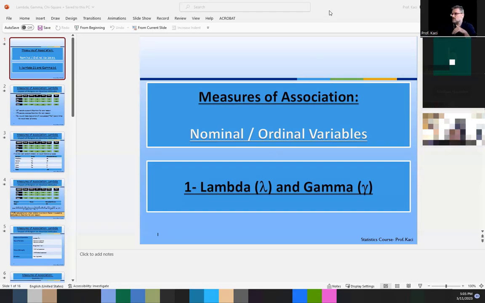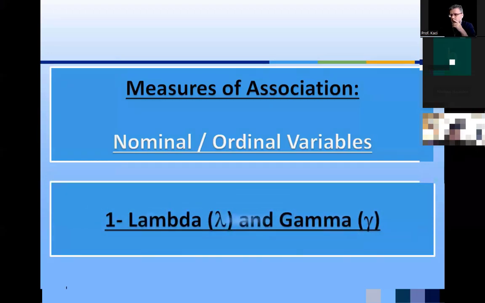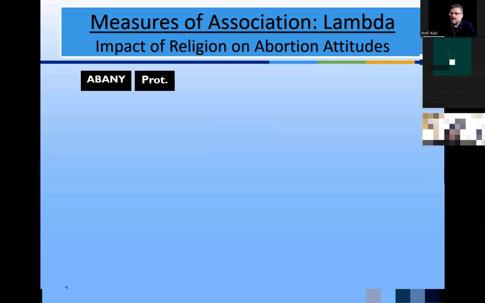Okay, so I just want to make sure to maximize this, and then I want to show you lambda and gamma, right? So what's going on here? What are we measuring? Let's say that we're using the GSS, General Social Survey, and we're trying to look at the impact of religion on abortion attitudes, right? So we have abortion for any reason, one of the variables that's there, and we have the religion.